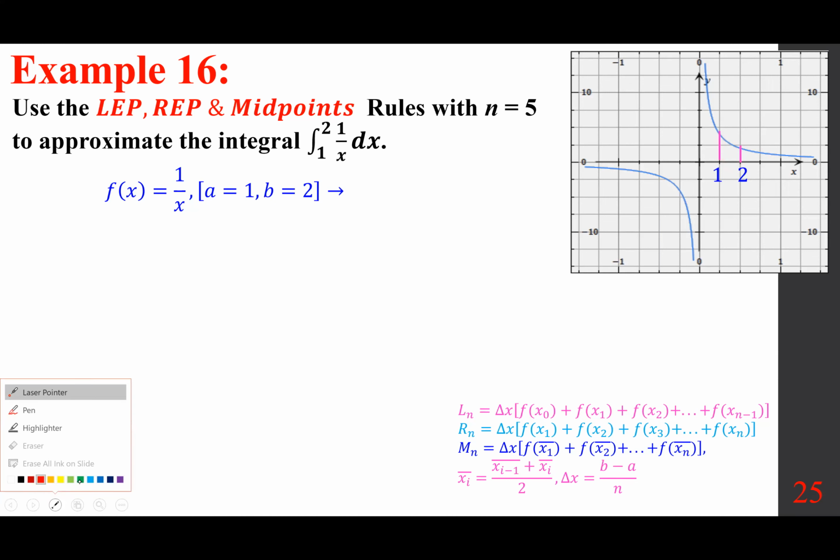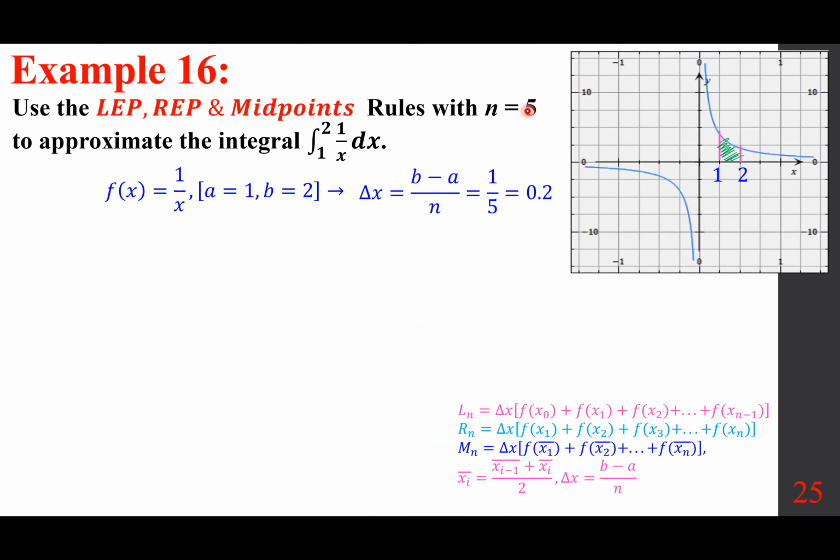This is what we are interested in finding. As you know, we don't have a geometric shape and therefore a geometric formula for the area. So that's why this approximation takes place with the Riemann sum. Now, delta x is b minus a over n, 2 minus 1 over 5, which makes it 1/5 or 0.2.